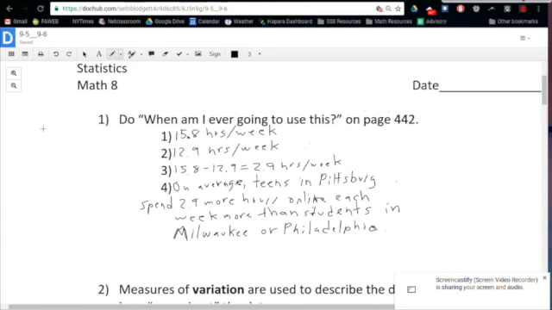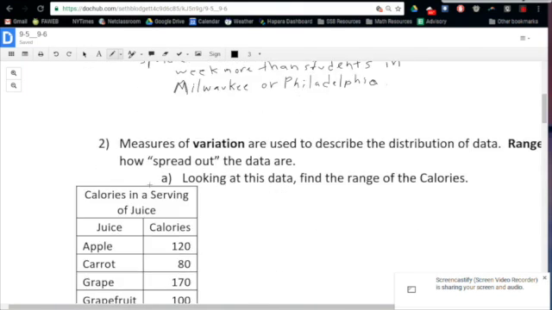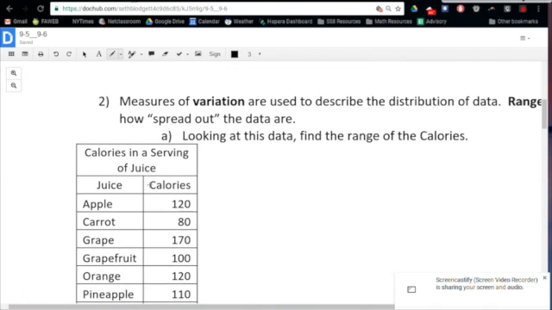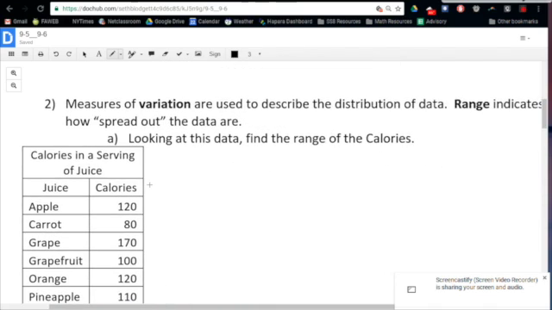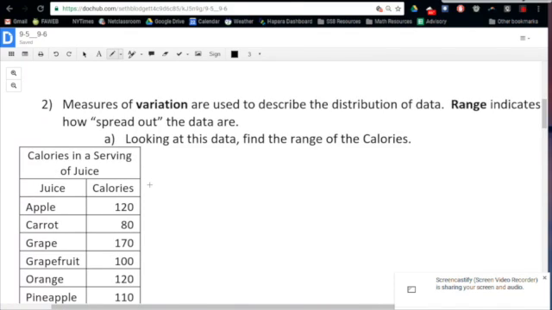So here's the answers to when am I ever going to use this on page 442. Please check and see if you can make sense from the answers and compare it to yours. Next, we go on to measures of variation. And this is one of the measures of variation we're going to use, our range.